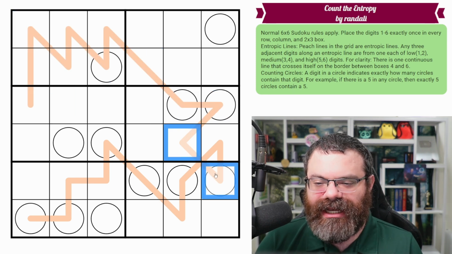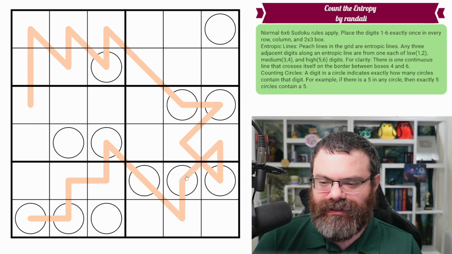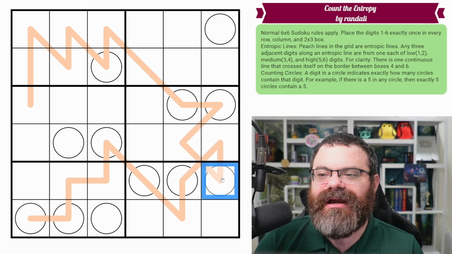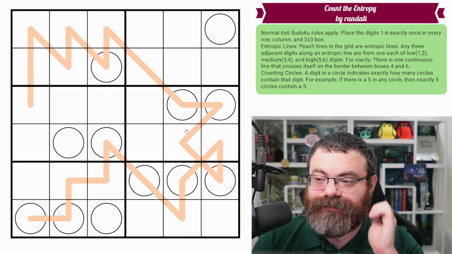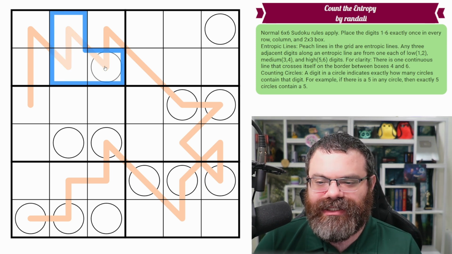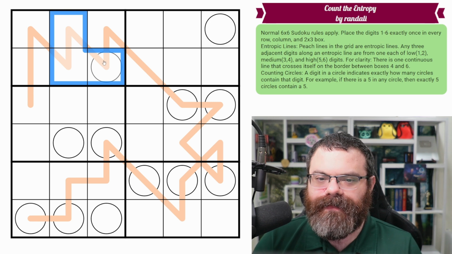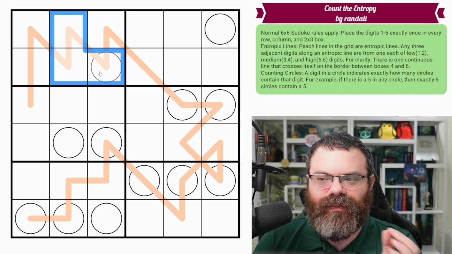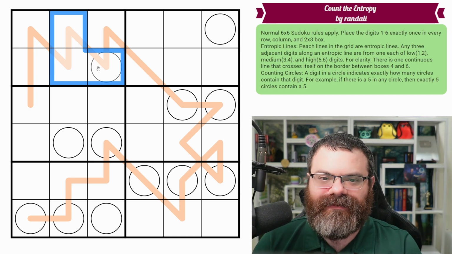Do pay attention here how it crosses through here, then back up, and then crosses down. It doesn't take a weird corner or anything. It's going straight through. But this is an entropic line. So what that means is if you take any three adjacent digits along a line, such as these three, that group of digits needs to have one low, one medium, and one high digit. A low being 1, 2, a medium being 3, 4, and high being 5, 6.